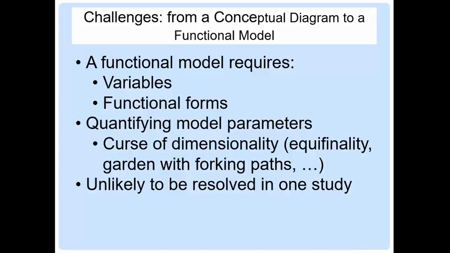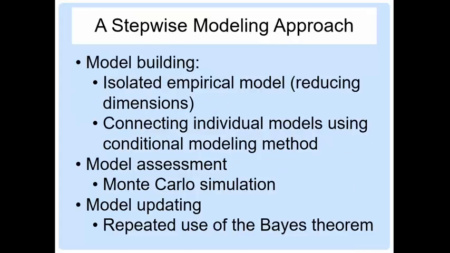And the way we deal with that is a stepwise approach. First step is to isolate the diagram into component models and fit those component models, and then connect individual component models with a method we call a conditional modeling approach. And once the model is connected, we assess the model using a Monte Carlo simulation. Let the model forecast what the observed response variable, in this case total fish biomass, would be. And then because we use 1 year worth of data, the model is obviously not perfect, to say the least. So we have to repeatedly update the model with any kind of data we have, through repeated use of something called Bayes theorem.